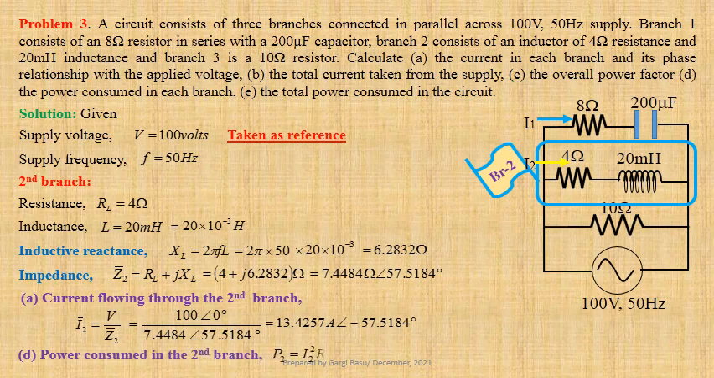Now we shall determine power consumed in the second branch. P2 equals I2 square into RL. Using values we get 13.4257 square into 4, that is equal to 721 watts.